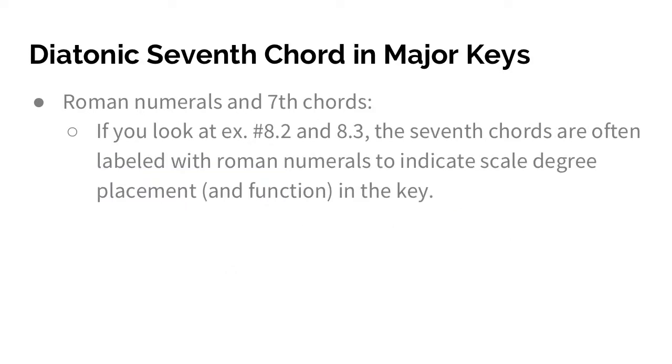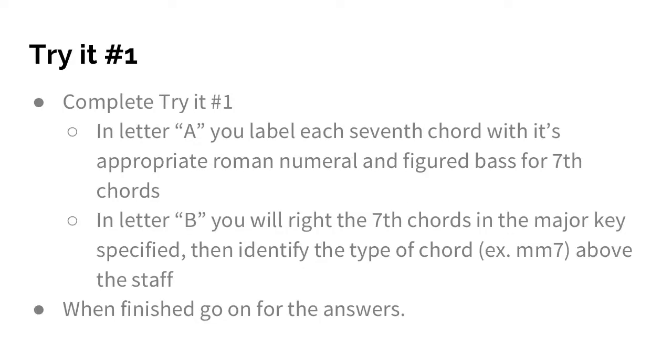If you look at examples 8.2 and 8.3, the 7th chords are often labeled with Roman numerals to indicate scale degree placement and function in the key. We all know that. All right, so you're going to complete triad number 1. Pause the video now, and then I'll go on and give you the answers.